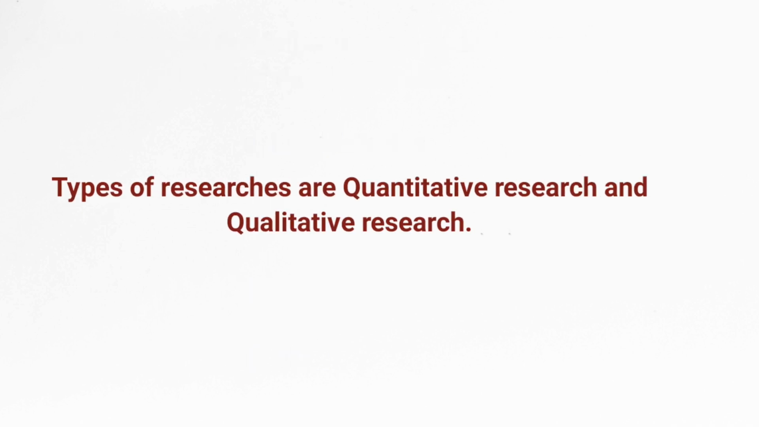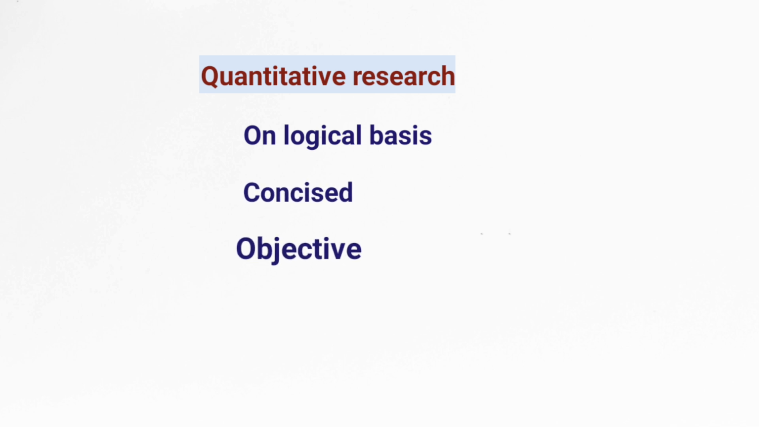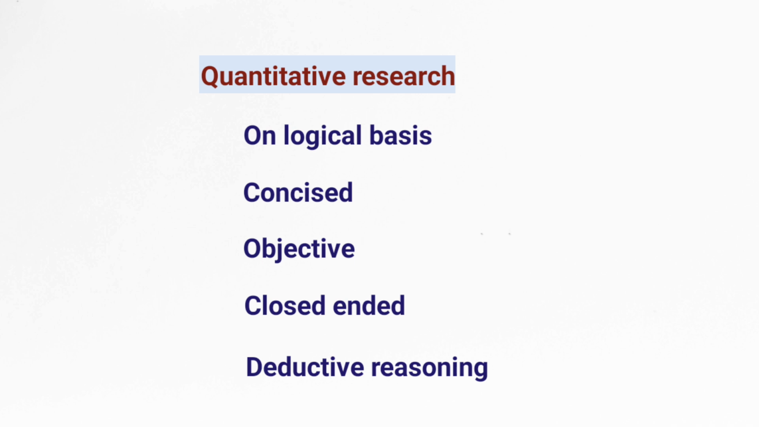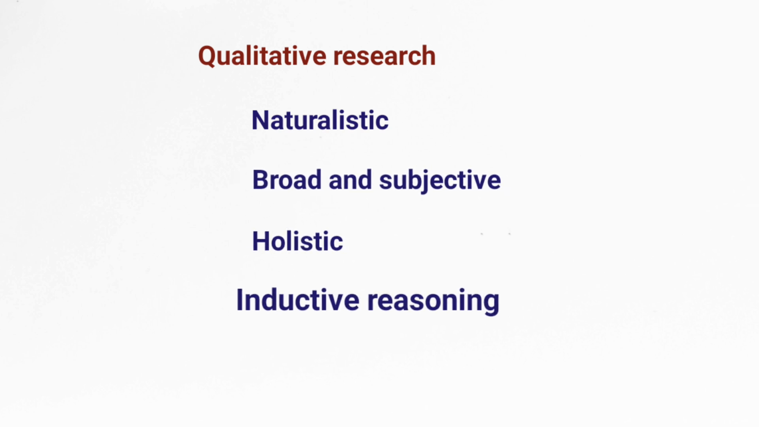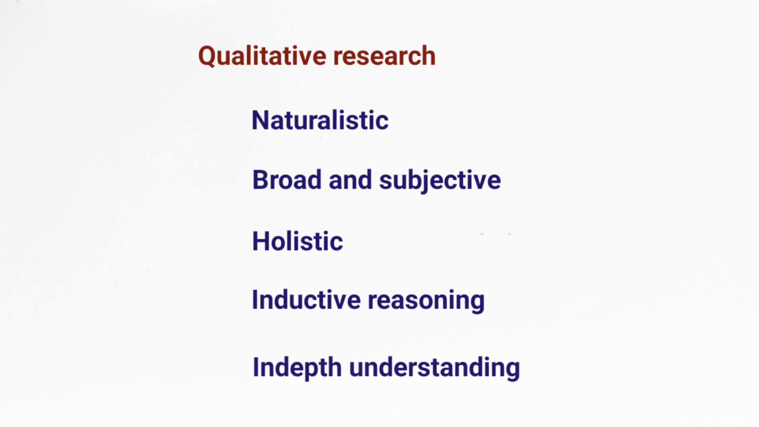Types of research are quantitative research and qualitative research. The characteristics of quantitative research include: logical basis, concise, objective, closed-ended, deductive reasoning. The characteristics of qualitative research include: naturalistic, broad and subjective, holistic, inductive reasoning, in-depth understanding.